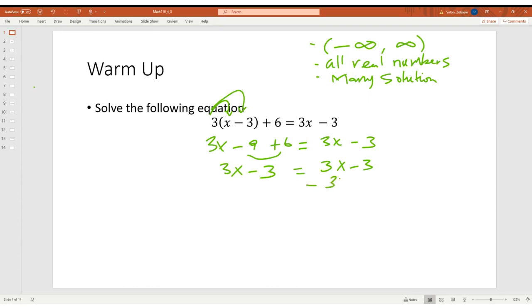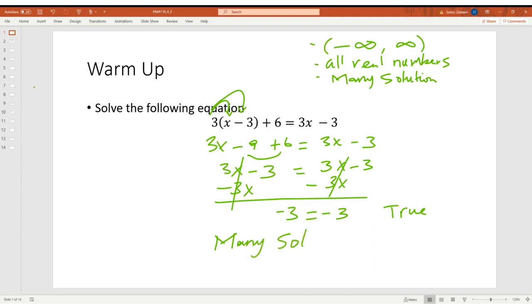So I will take away 3x from both sides. When you do that, this will cancel out, and you have negative 3 equals negative 3, which is a true statement. That means you have many solutions. So by many solutions, we mean all real numbers, or from negative infinity up to infinity. So these 3 mean the same thing. All real numbers, or from negative infinity, the smallest number, to positive infinity, the biggest possible number.